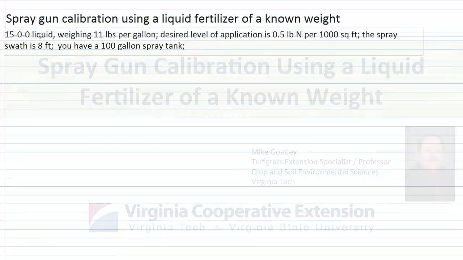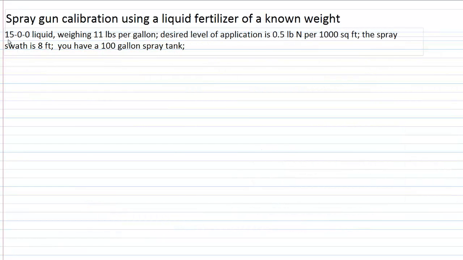We have a 15-0-0 liquid fertilizer, and it weighs 11 pounds per gallon. Okay, so it's 15% nitrogen by weight. It weighs 11 pounds per gallon. We've decided that we're going to apply it at a half pound of nitrogen per 1,000 square feet. We can deliver a spray swath of 8 feet, and we have a 100-gallon spray tank.